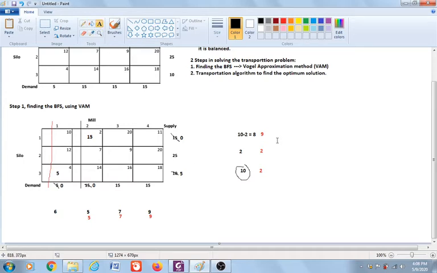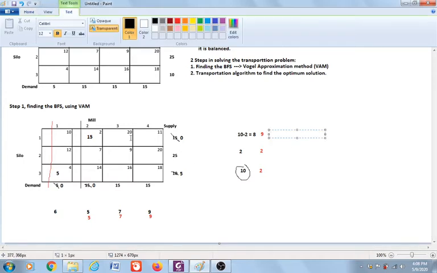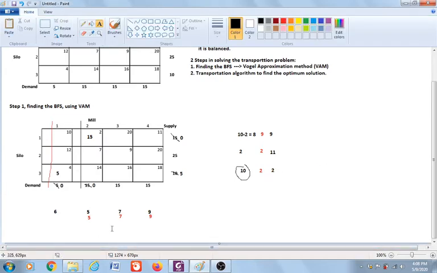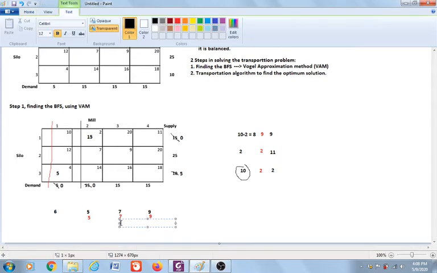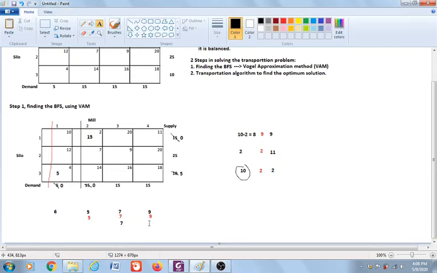again, I need to find the penalty. So it is now 11 and 20, that is 9. 9 and 20, 11. And 18 and 16, that is 2, the penalty. So it stays the same, 7 and 9. Okay, the largest one is 11.